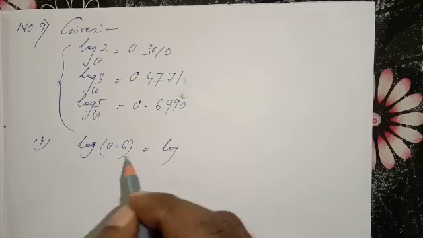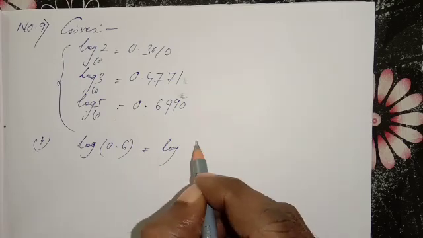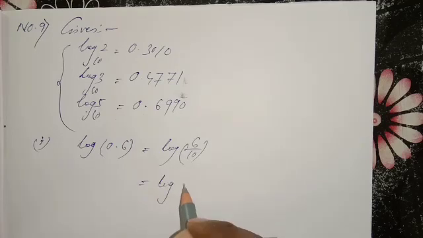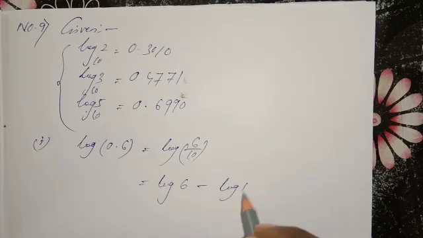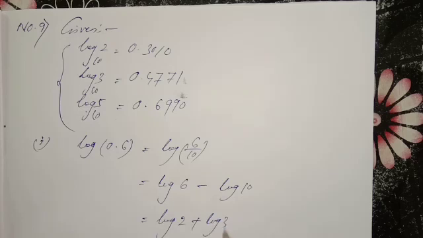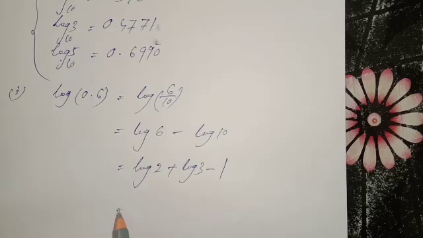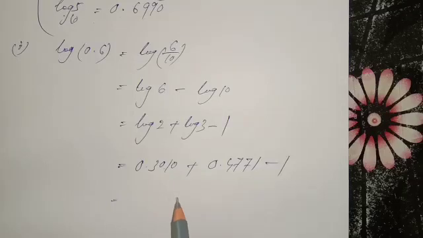0.6 means it will be 6 by 10, which is equal to log 6 minus log 10. Log 6 means log 2 times 3, that is log 2 plus log 3. And log 10 base 10 is 1. Now put the value of log 2, that is 0.3010, and log 3 value given is 0.4771, minus 1.